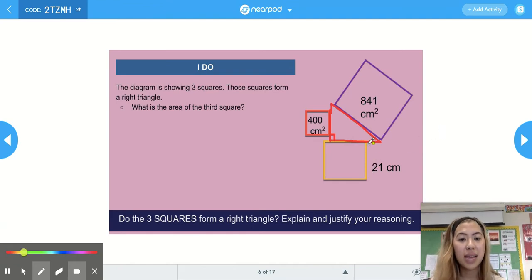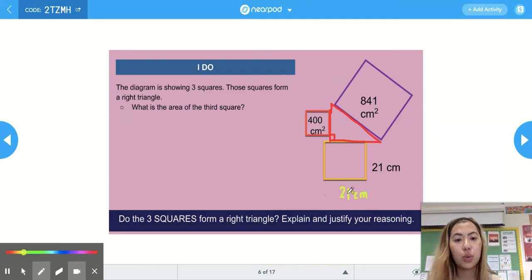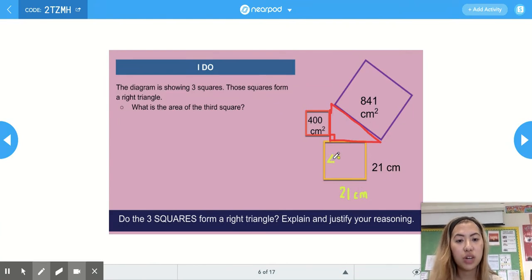So if this side length is 21, since it's a square, I know that this side length is also 21 centimeters. 21 times 21 is 441. And when I multiply centimeters times centimeters, I get centimeters squared. So that is my answer to the second question.